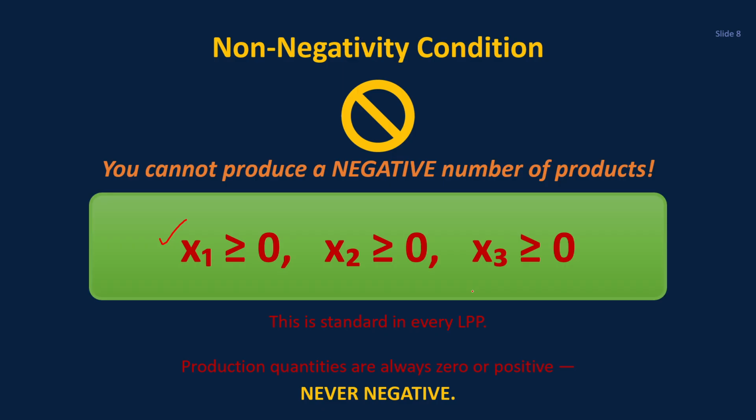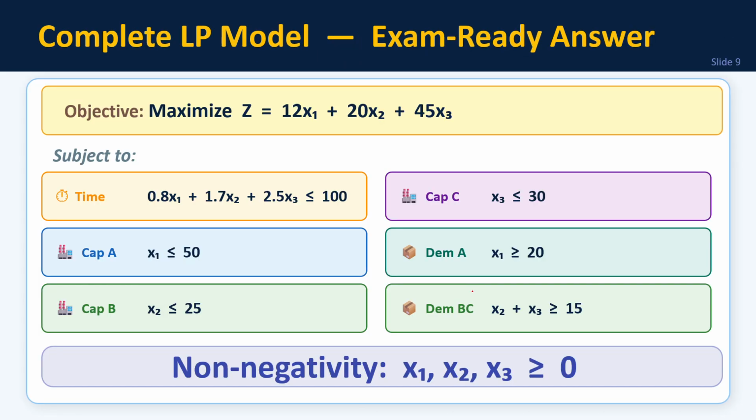Now let's combine everything. Maximize, this was our objective function, maximize z equals 12x1 plus 20x2 plus 45x3, subject to the time constraint, the capacity constraints and the demand constraints. This is the total summary of our previous slides, and at last I am going to add the non-negativity constraint.